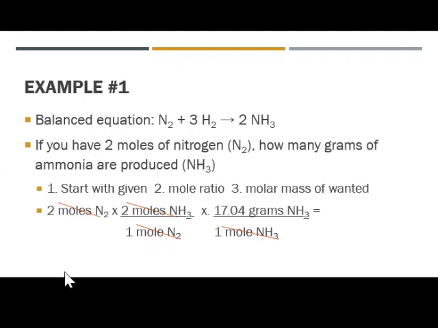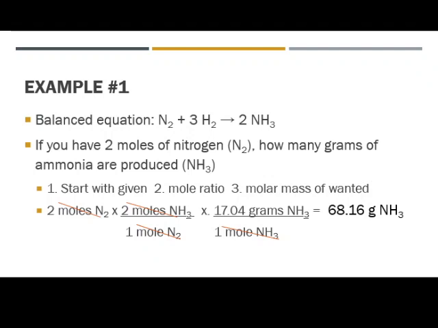So then again, just like the PEMDAS rules, it does not matter how I do it. So it'll be 2 divided by 1. Remember, you divide by anything on the bottom, times 2. Or 2 times 2 divided by 1. Then we're going to times by 17.04 and divide by 1. And I will end up with 16.6 grams of ammonia.